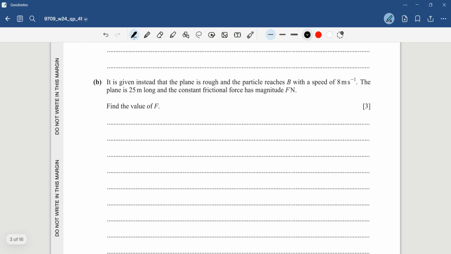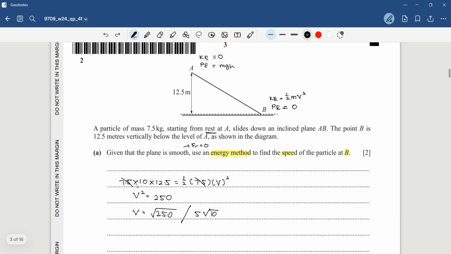For B, it is given instead that the plane is rough and the particle reaches B with a speed of 8 meters per second, and the plane is 25 meters long and the constant frictional force is F. Find the value of F. So now it's a similar idea. So I just duplicate this.